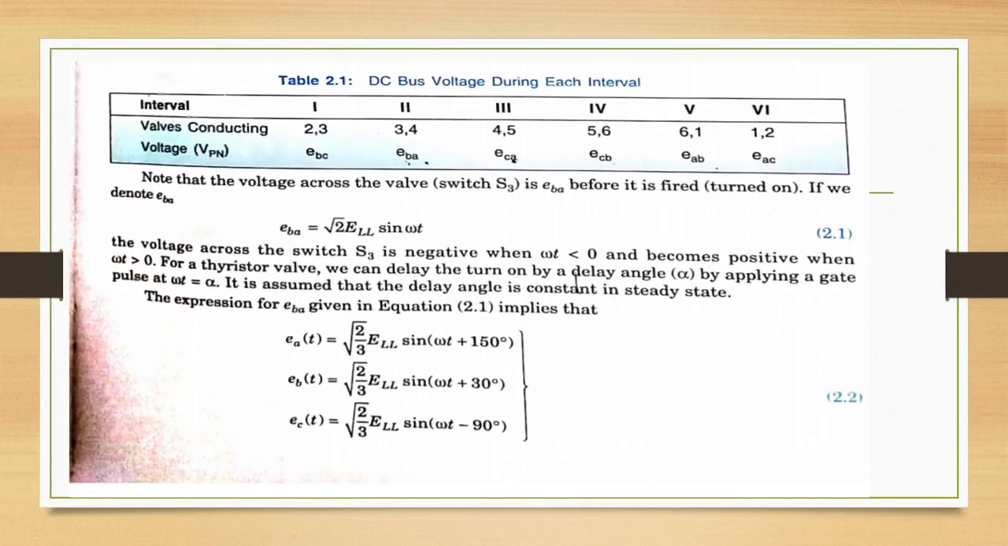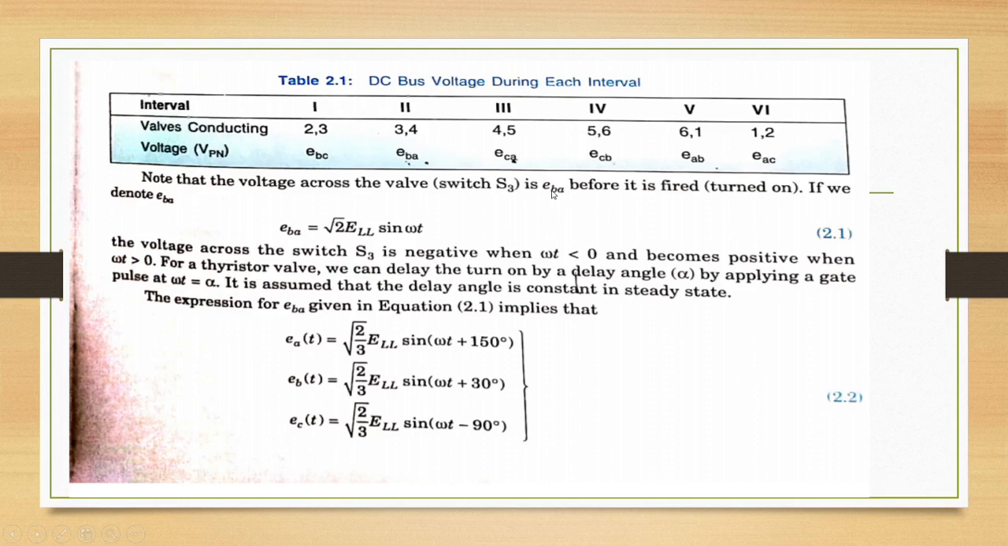This table is showing us the DC voltages across the converter for each of the 6 intervals. For the intervals with valves conducting, 2-3 the voltage is EBC, 3-4 EBA, 4-5 ECA, 5-6 ECB, 6-1 EAB and 1-2 EAC. So the voltage across valve switch S3 is EBA before it is fired, and then it is turned on. EBA is equal to root 2 ELL sin omega t.